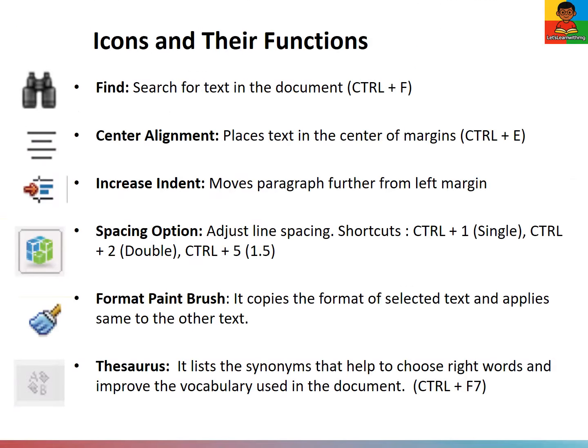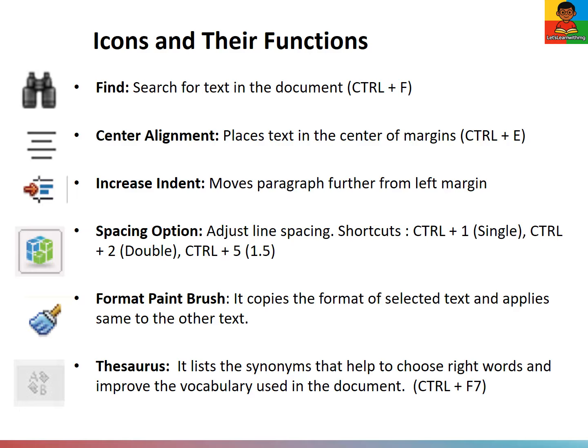Let's identify some common icons and their uses in OpenOffice Writer. Find: search for text in the document. Shortcut, Control-F. Center alignment places text in the center of margins. Shortcut, Control-E. Increase indent moves paragraph further from left margin. Spacing option adjusts line spacing. Shortcuts: Control-1 for single, Control-2 for double, Control-5 for 1.5 spacing.